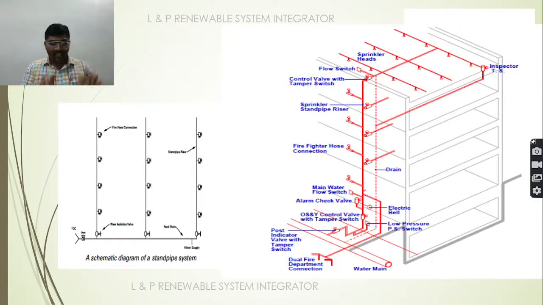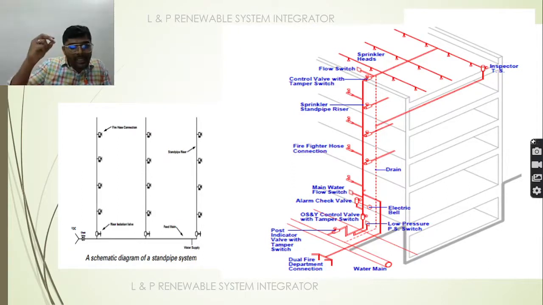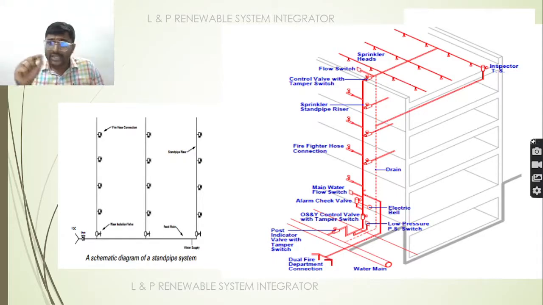So as you can see here, this is a standpipe system schematic diagram. We have a water supply line, and we have connections at different places, tapping points and valves at different places. We have sprinkler heads at different places. If you want to make any sort of inspections, you can make them here.